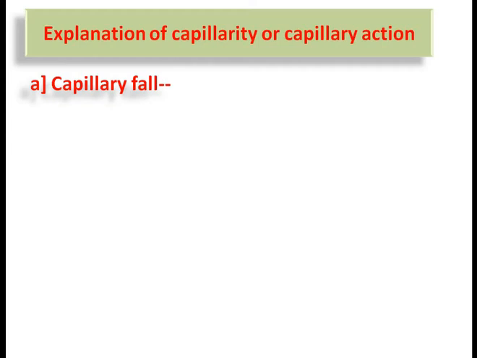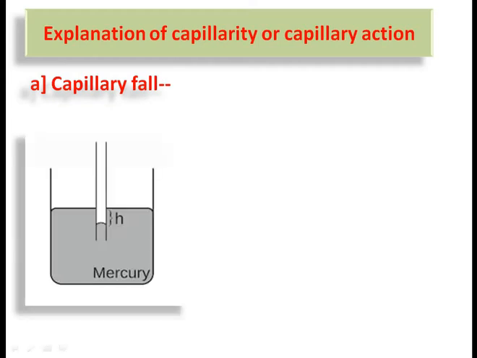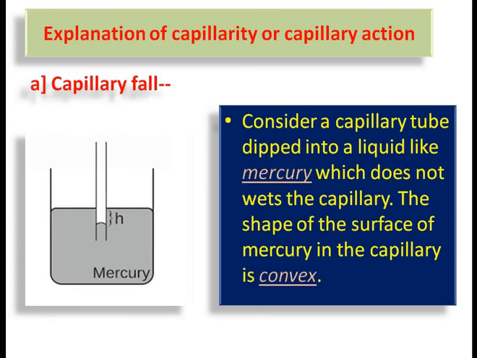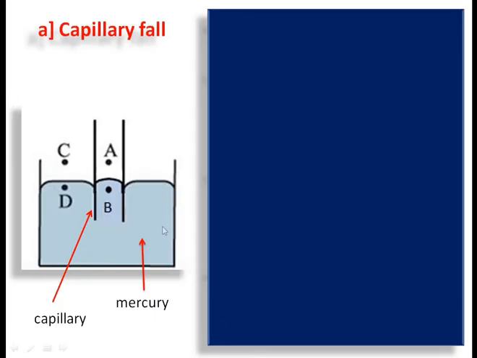This is also capillarity. Now the explanation of the capillarity. Initially we will explain first the capillary fall. Mercury is the liquid which does not wet the solid, which does not wet the capillary. Hence the liquid level inside the capillary falls. The shape of the surface of the mercury in the capillary is convex. We can see here a convex surface. Here is the diagram which shows the capillary fall.